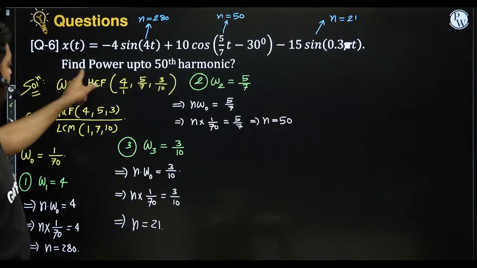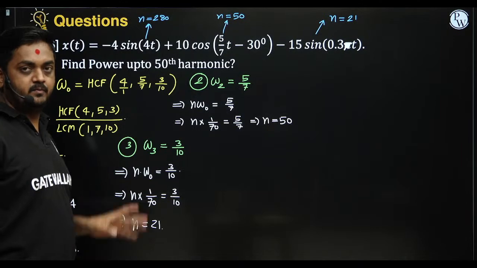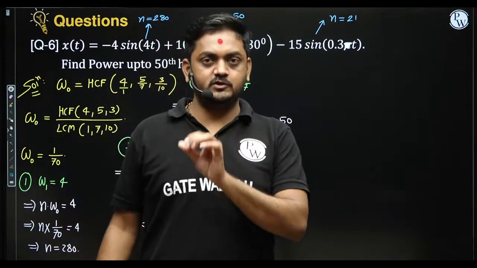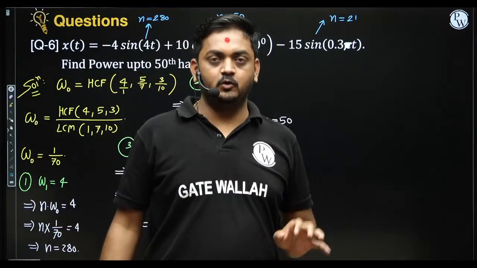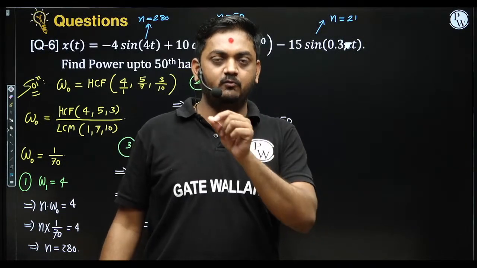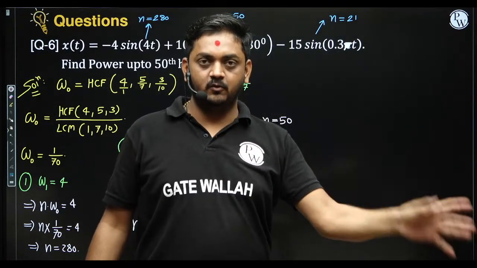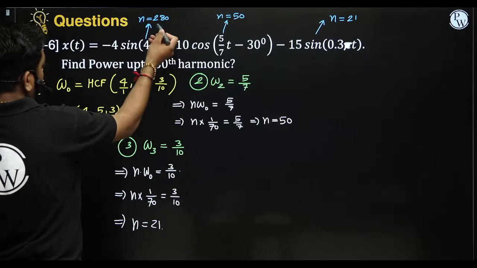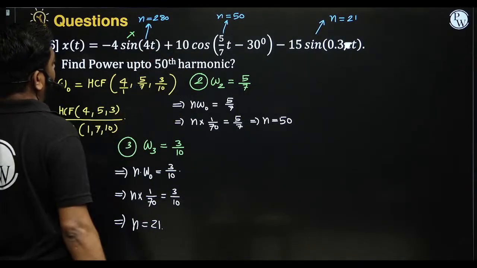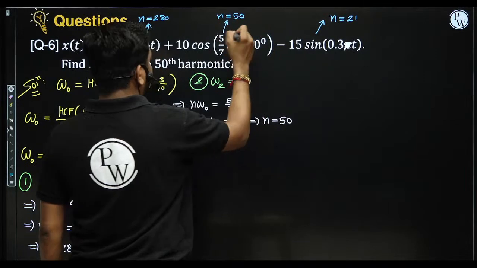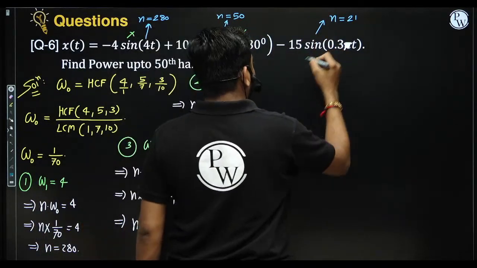The question is to find power up to the 50th harmonic. So 50th harmonic means from n equal to 0 to n equal to 50. You have to consider all the frequency components starting from n equal to 0 to n equal to 50. So 280 will not come into picture because it is greater than 50. Up to 50 means you have to consider 50 also. And 21, yes, this will come into picture.